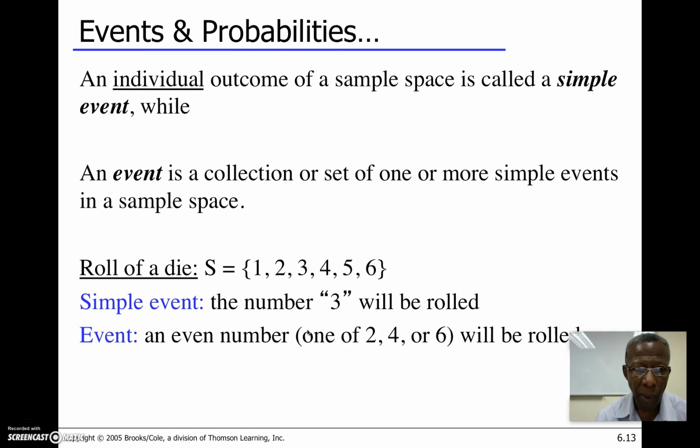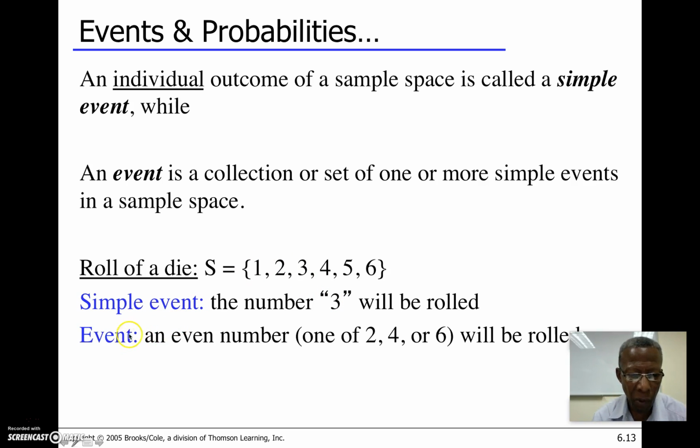When we come to events and probabilities, an individual outcome of a sample space is called a simple event, whereas an event is a collection or set of one or more simple events in a sample space. Let's look at this. If you roll a die, this is the sample space 1, 2, 3, 4, 5, 6, and a simple event would be 3, which is, if you roll, what's the probability of getting a 3? It has to be a simple event.